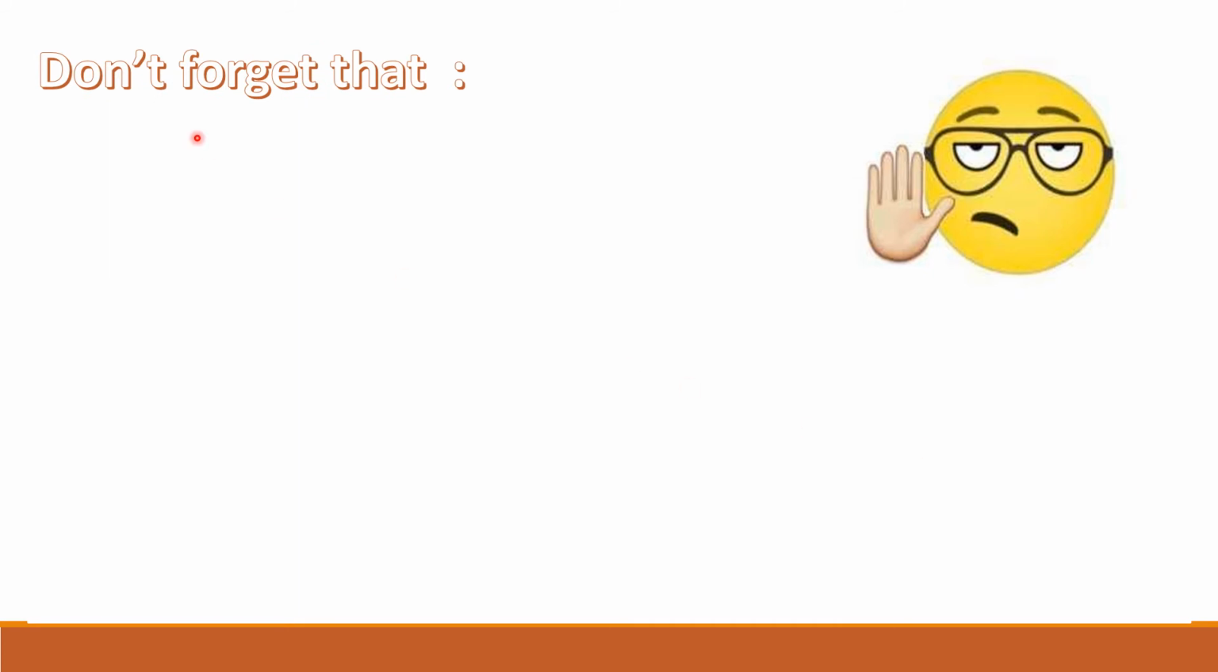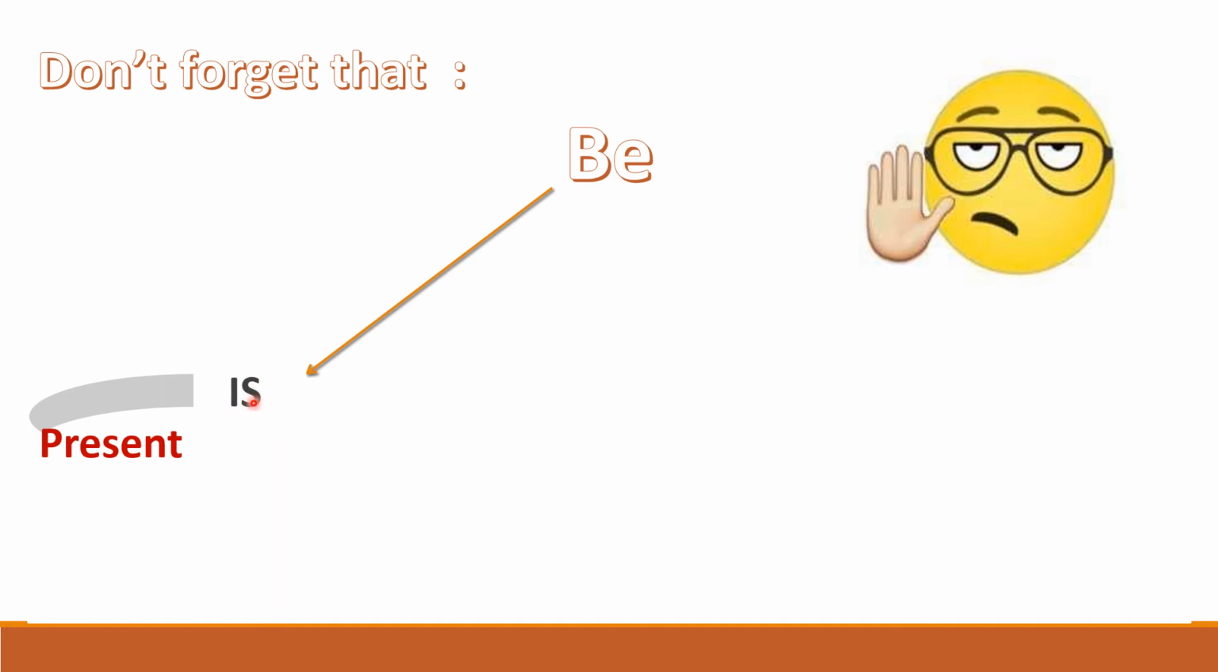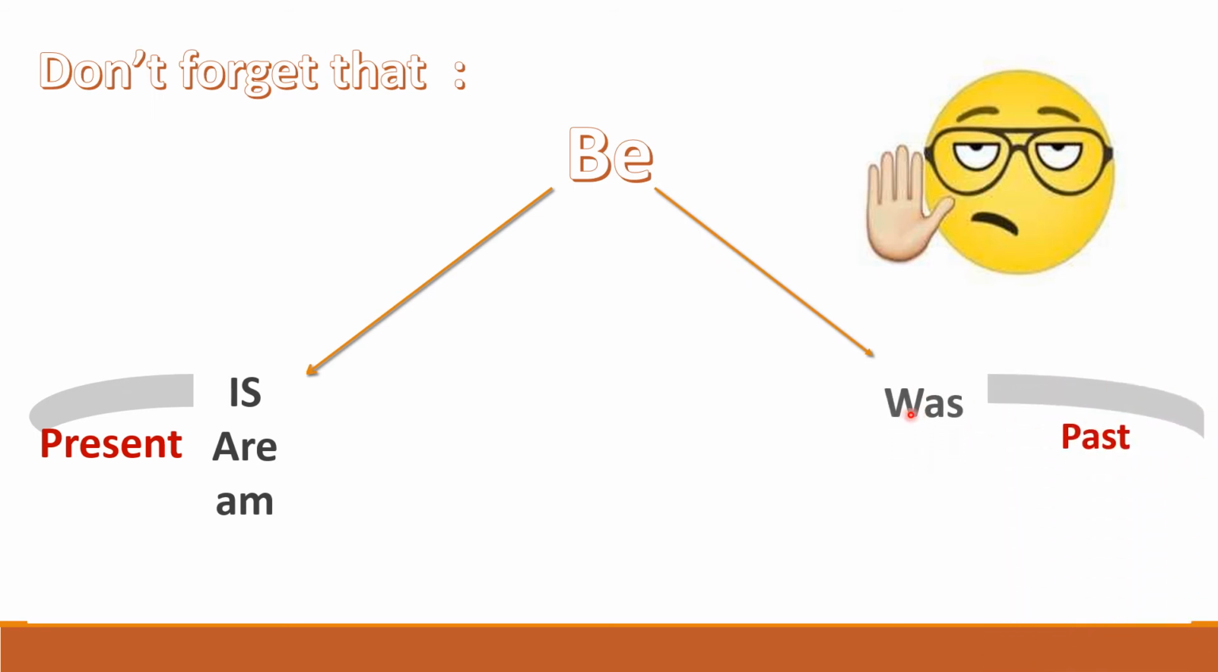Don't forget several things. The verb to be changes in the present to is for singular, are for plural, and am for I. In the past it becomes was for singular and were for plural.